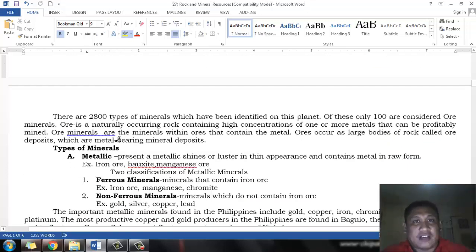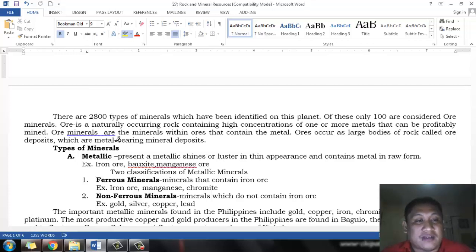And in the video that you have just watched, there are around known 5,000 minerals already. And here in our handouts, it was speculated that it's just around 2,800 types of minerals which have been identified on this planet. Of this, only 100 are considered ore minerals. When you say ore minerals, meaning we can mine them, we can get them from rocks, rock deposits. So ore is a naturally occurring rock containing high concentrations of one or more metals that can be profitably mined.